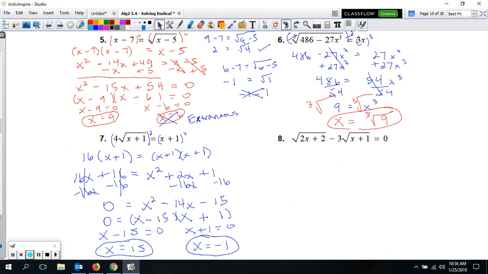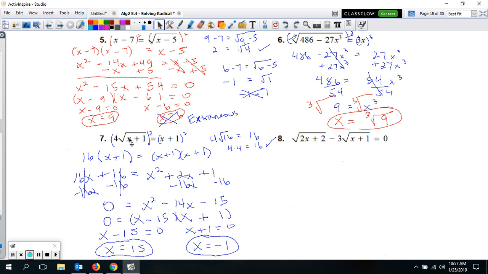So let's go ahead and start checking for 15. When I plug 15 into here, 15 plus 1 would be 16. So we have a square root of 16 times 4. And on this side, it's going to be 15 plus 1, which is 16 on this side. So square root of 16 here is 4. We're going to see 4 times 4. Does that equal 16? And yes, it does. So 15 is good. We want to keep 15.